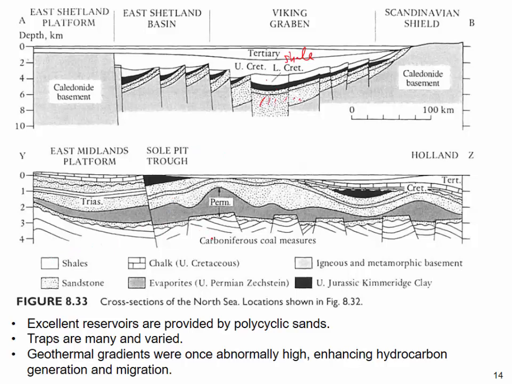The lower figure is, I think, more of the typical rift basin. We have a fault. And this is evaporite, so this is salt. Evaporite and the sandstone and limestone on the top. Yep. The clay here. So the reservoirs are provided by the polycyclic sand. So here the sand formation gives you the reservoir. And traps are many and varied. Geothermal gradients were once abnormally high, so you need to see the hydrocarbon generation and migration. So this geology favors the hydrocarbon generation.